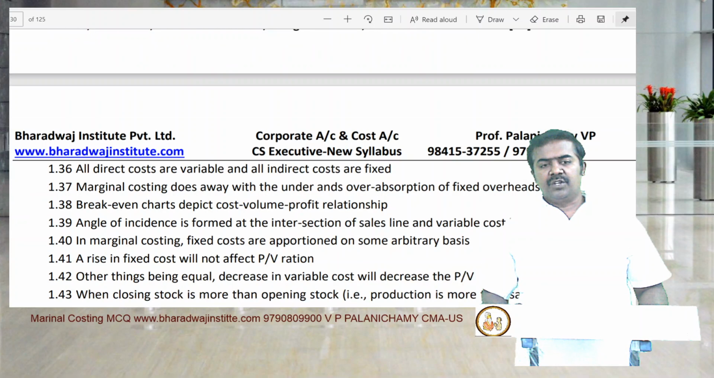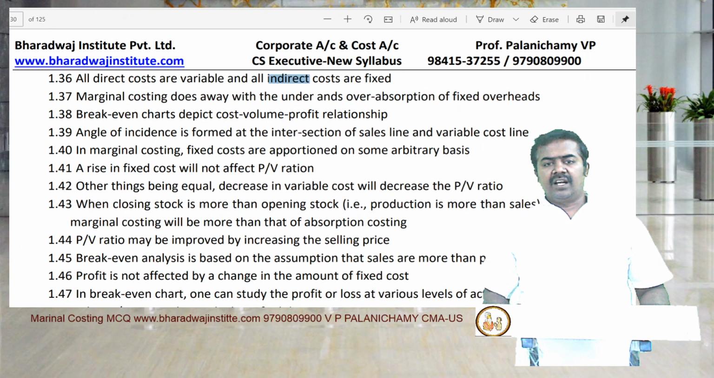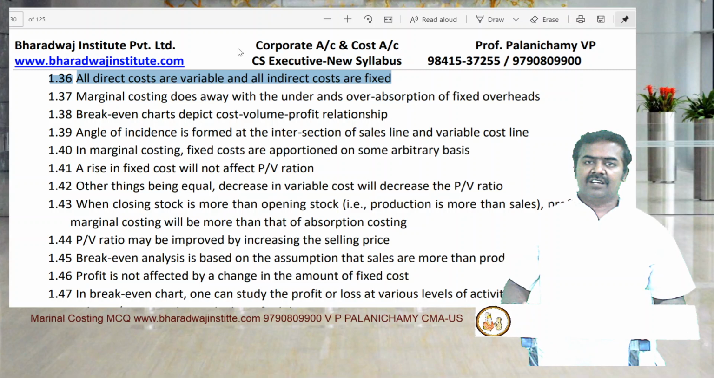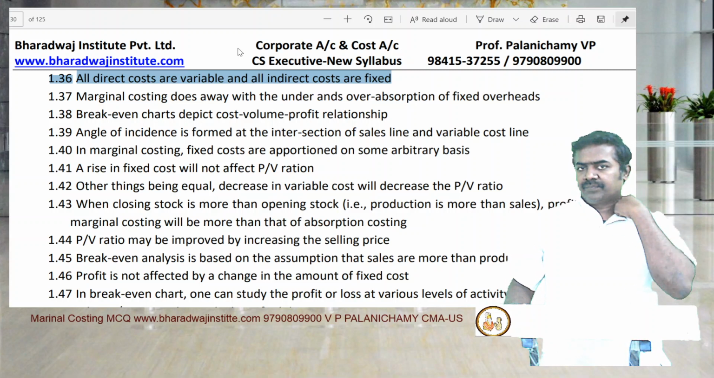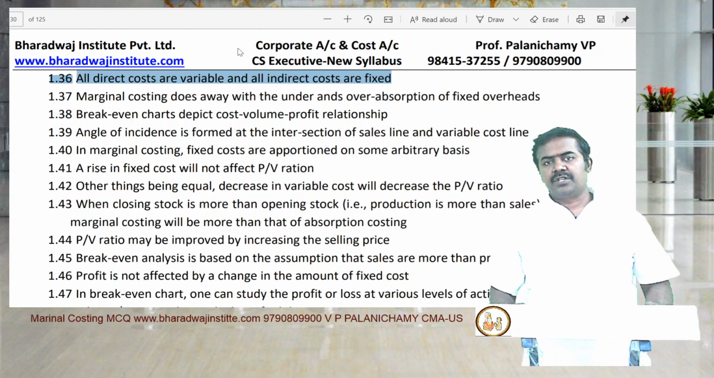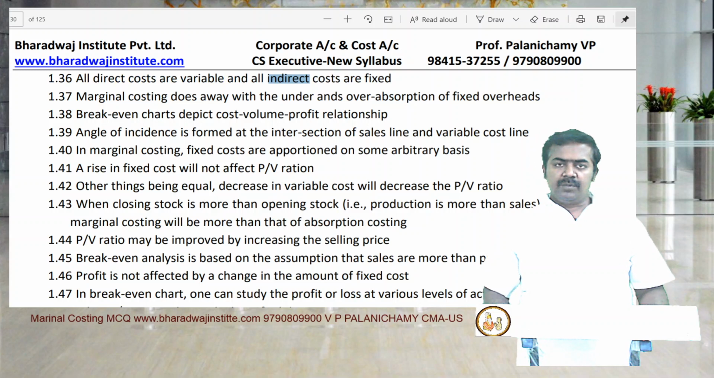True. All direct costs are variable and all indirect costs are fixed. It need not be. Direct cost like manager's salary can be a fixed cost. Direct costs associated with the production can be a fixed cost. Indirect cost like consumable stores can be variable also.